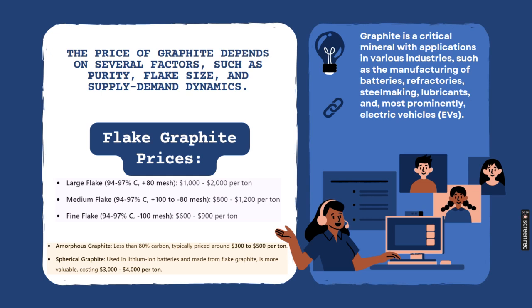purity, flake size, demand supply dynamics. So of course, as days go by, the demand for graphite is increasing for electronic vehicles and other industries, because graphite is a critical mineral in applications in various industries such as manufacturing of batteries, refractories, steel making, lubricants, and most prominently of course electric vehicles.